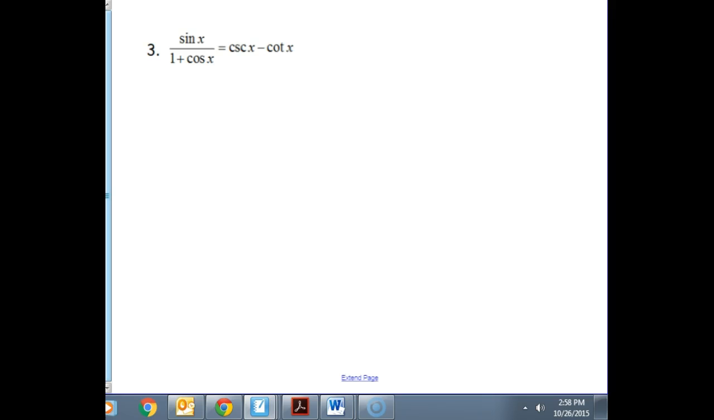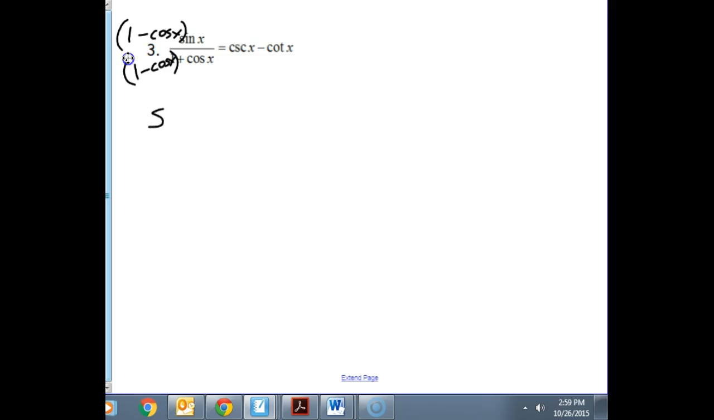Well, I see 1 plus cosine x on the bottom. So what could I actually do with that? Which one of our tips? I could multiply it by the conjugate? Yeah, let's try that. So the conjugate would be what? Multiplying it by 1 minus cosine x on both top and bottom, right? So 1 minus cosine x. Okay, so that's my operation that I'm going to be doing. So what does that actually give me if I do that?